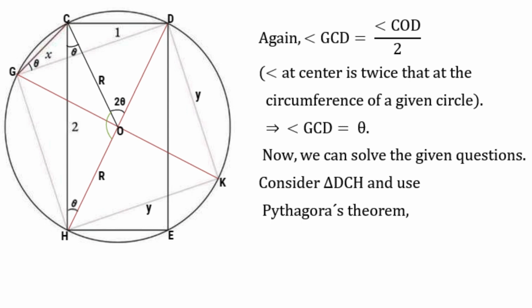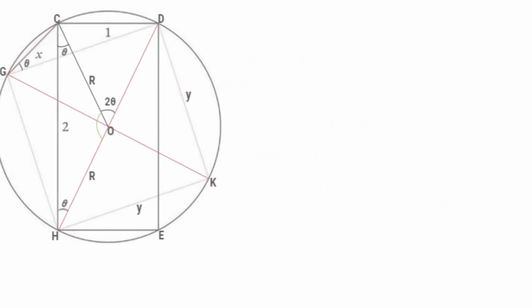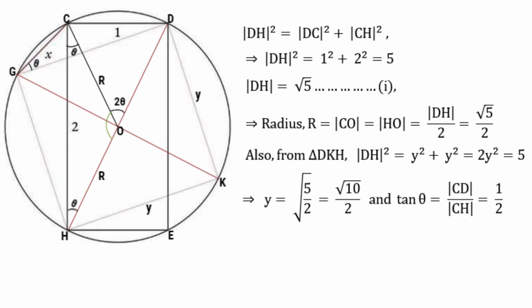Now, we can solve the given questions. Consider triangle DCH and use Pythagoras theorem. The square of line DH equals the sum of the square of line DC and the square of line CH. Substitute values so that the square of line DH equals 5. Find the square root of the equation and we have that line DH equals the square root of 5, which we call equation I.